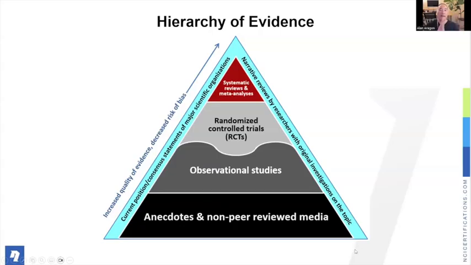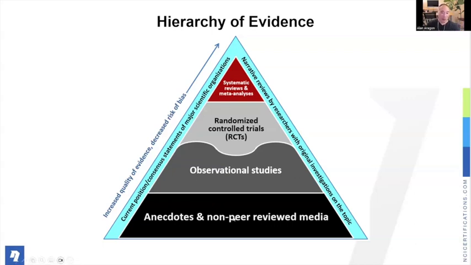So systematic reviews and meta-analyses, while they are usually at the top of the evidence hierarchy in most versions of this, they shouldn't be seen as gospel, and I'll talk about why.